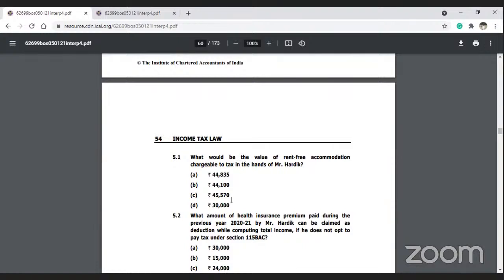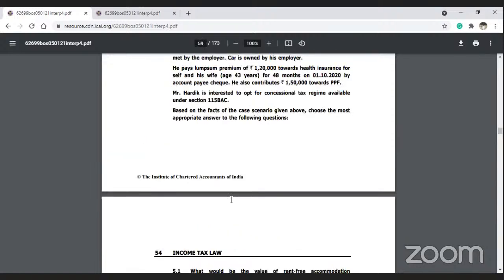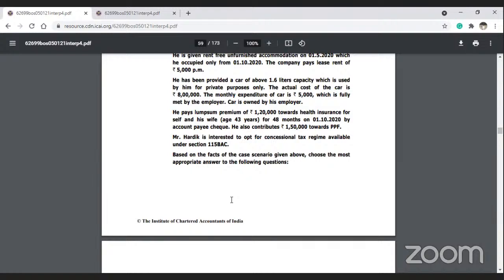Rent-free accommodation taxable in the hands of Mr. Hardik. That is the lower of 15% of salary, or lease rent, or rent payable. Salary for the purpose of rent-free accommodation will be everything excluding allowances, and we calculate only for the period in which he occupied the property, from 1st October. That is 6 months, and then 6 months salary will be 35,000 into 6 months.